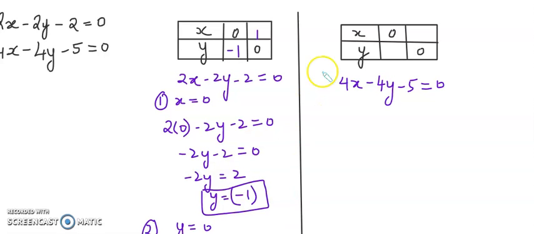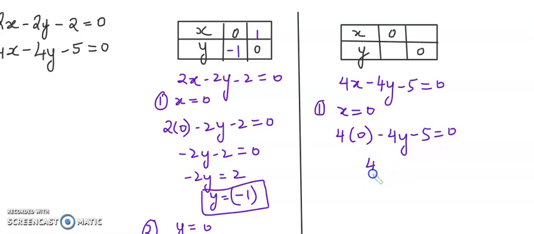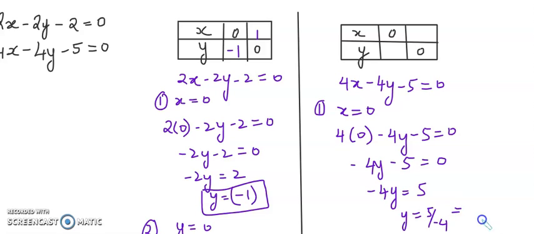Okay. So here, first one, when I'm putting x is equal to 0. So I'm getting 4 times 0 minus 4y minus 5 is equal to 0. So minus 4y is equal to 5. So y is equal to 5 over negative 4, which is around negative 1.2. Sorry, 2.